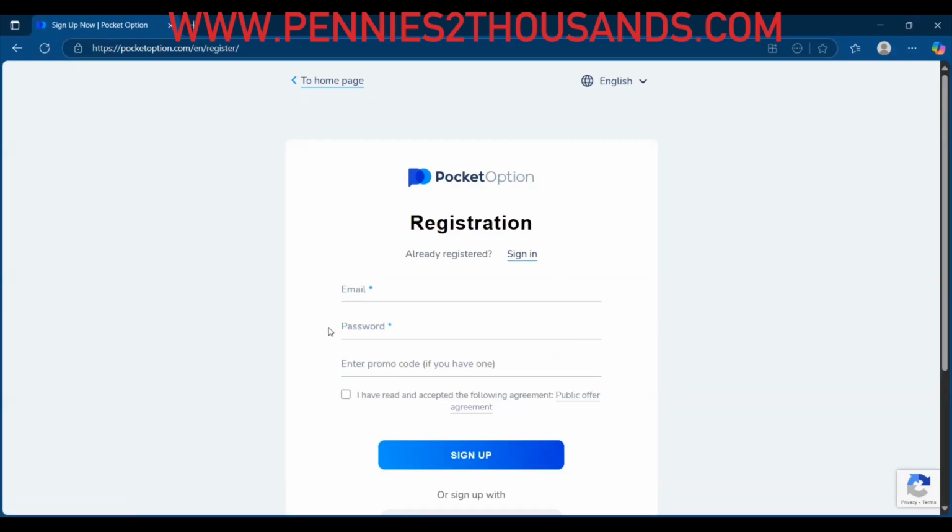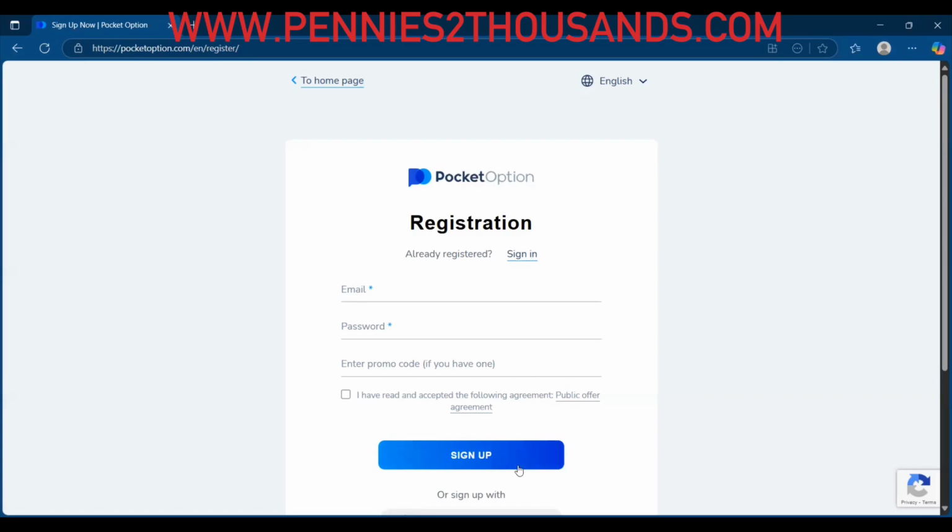And you will simply use an email, create a password, and you'll enter a promo code if you have one. If you don't have one, that's not a big deal. But basically, all promo codes do is offer you some incentives when you first open your account. But if you don't have it, don't worry about it because you're going to be making money anyway. All right. So basically, you will click on sign up.